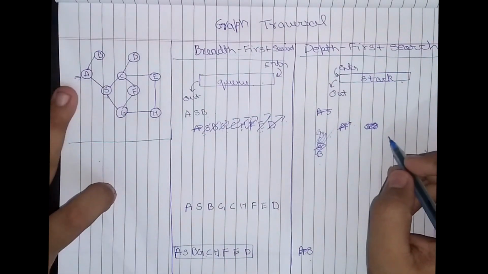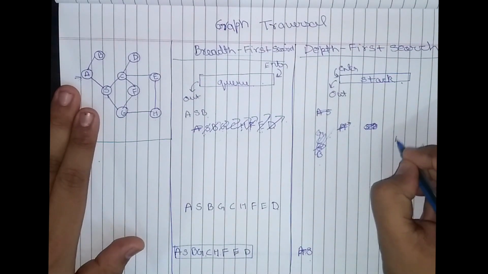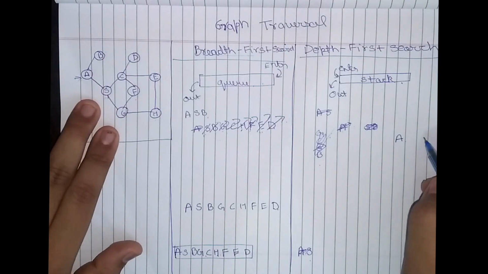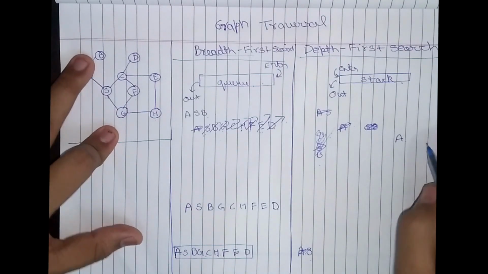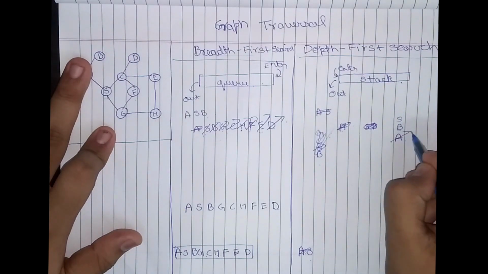So we check out A. So we add A to the stack. Now that we have added it, let's see what all children it has. It has S and B. So we'll write down B and then we'll write down S while popping A out.